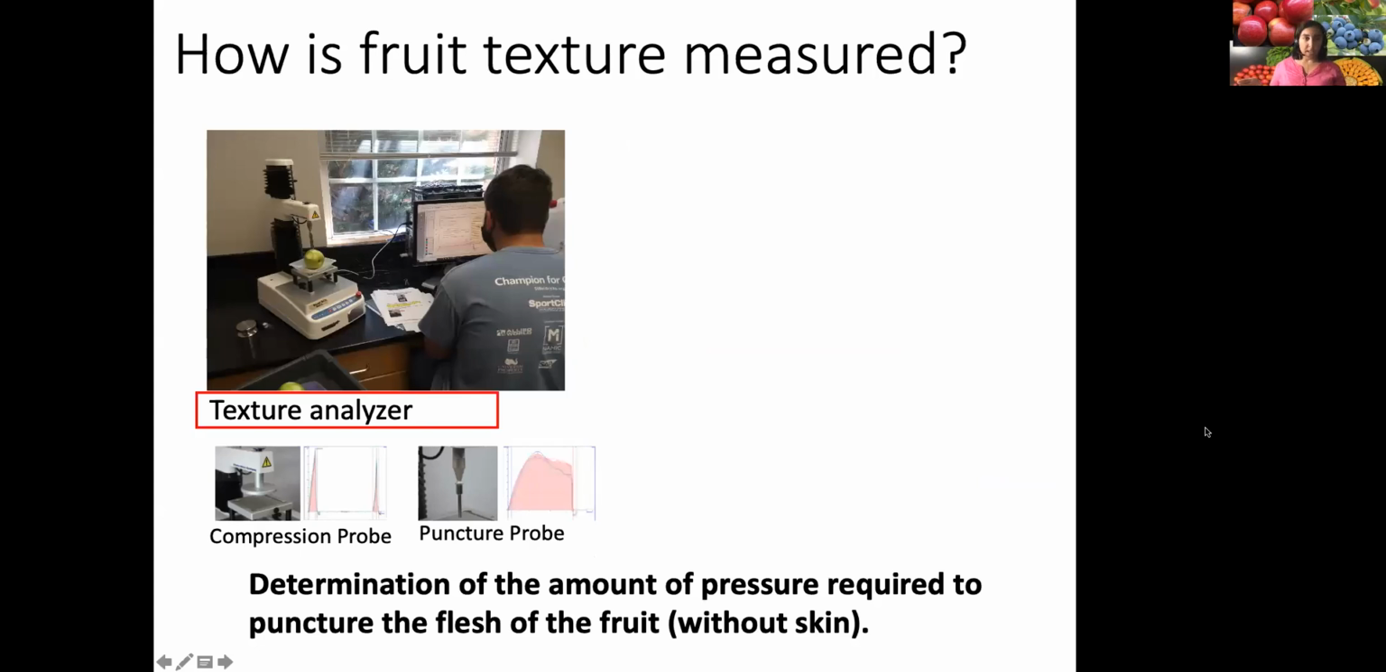So how do we measure texture? Generally, texture in fruits is measured in the lab using what you can see in this picture, which is a texture analyzer. It's this big machine here. We position the fruit just below a probe, and we can have more than 50 different types of probes that we can use, depending on the texture characteristics that we are trying to measure. Generally, for fruits like apples, peaches, plums, we are using two main types of probes: a puncture probe, the one you are seeing here, and a compression probe, which is really going to compress the fruit.